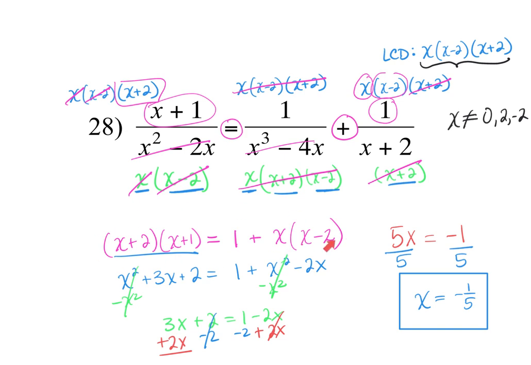So at this point here, I'm literally just foiling, moving things over to one side. My x squareds cancel. This is basic solving of equations. And then I check to make sure that it was not a problem with my denominators.